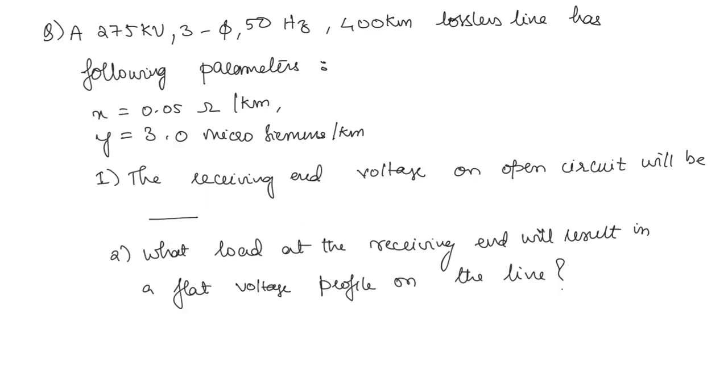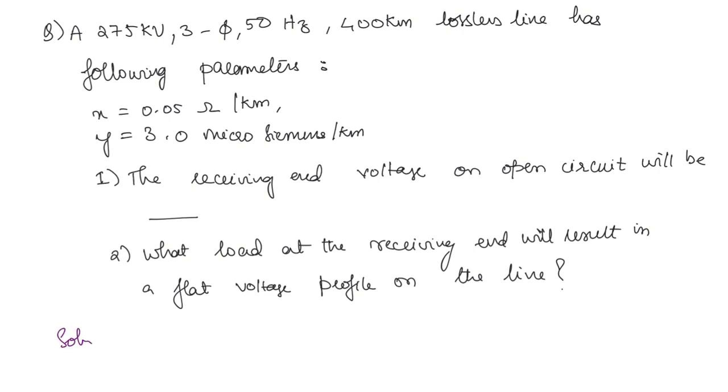A 275 kilovolt 3-phase 50 Hz 400 kilometers lossless line has the following parameters. X is equal to 0.05 ohm per kilometer, Y is equal to 3.0 microsiemens per kilometer. The receiving end voltage on open circuit will be? What load at the receiving end will result in a flat voltage profile on the line?